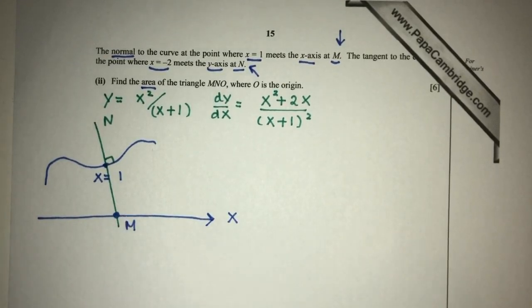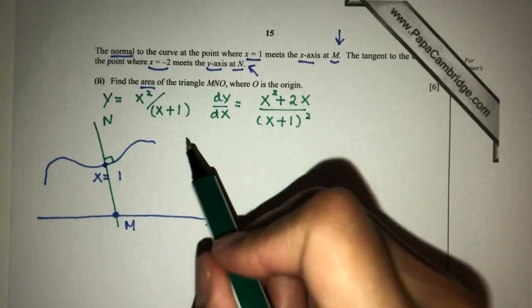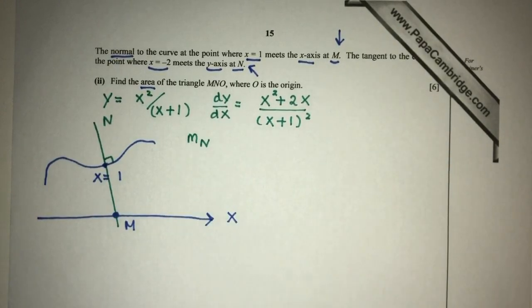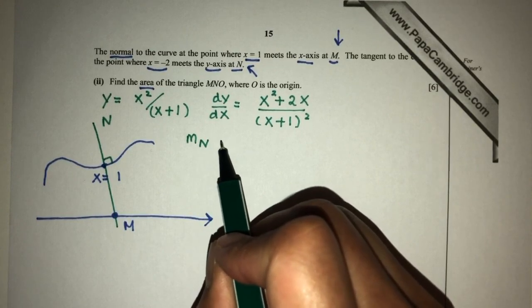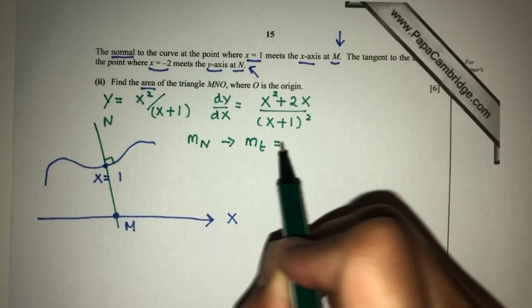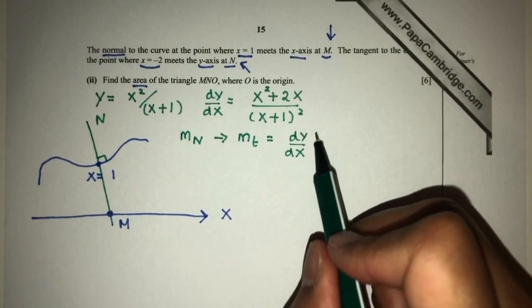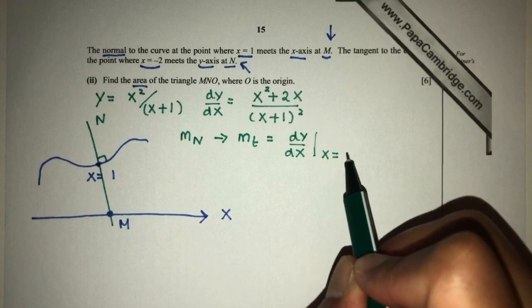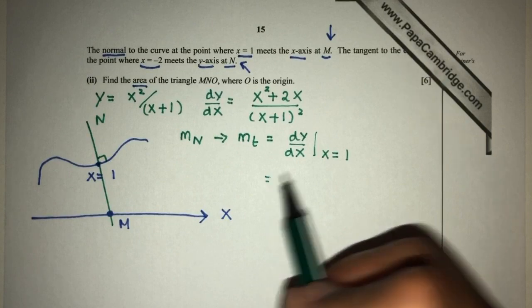So pretty easy. To find the equation of a straight line, we need to find its gradient. That's the first thing we need to think about. So how do you find the gradient of the normal? So you guys must know by now, the normal is connected to the tangent. So we first find the gradient of the tangent, and this is actually equal to dy by dx. Of course, the point of x is equal to 1 because it's at the point 1.